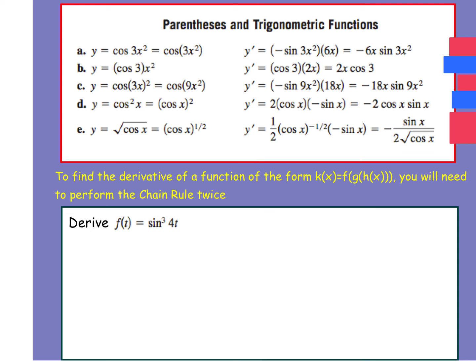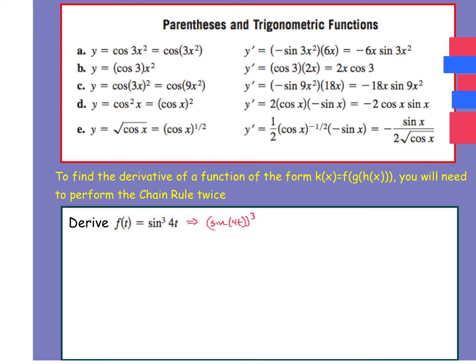We might have 2 chain. All right? True that. All right, so let's look at this one. I got f of t, which is equal to sine cubed of 4t. So, here we go. So I would kind of rewrite this for you right now. I would say this is like sine of 4t quantity cubed. All right, if it's sine cubed of that, that's kind of how it's written.